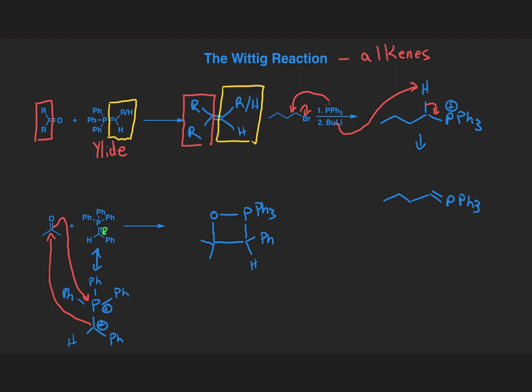This intermediate can collapse like so to form a new triphenylphosphine oxide plus a new carbon-carbon double bond, or an alkene. Again, the two methyl groups here came from acetone, and this side of the molecule, the phenyl group and the hydrogen, are coming from the phosphorus ylide.